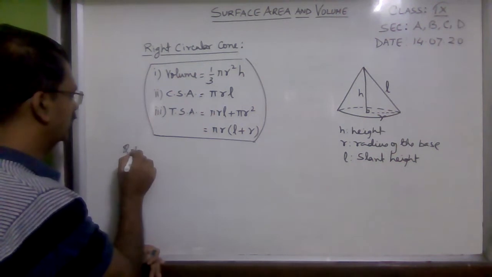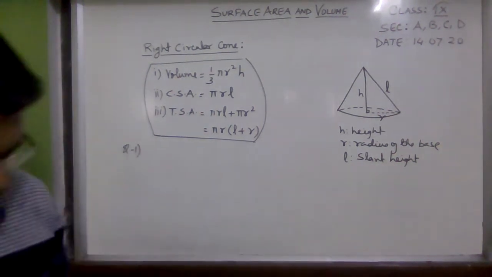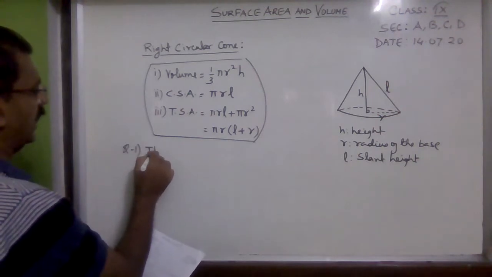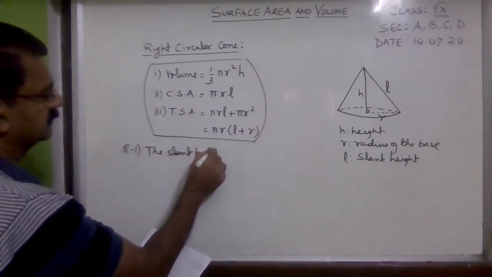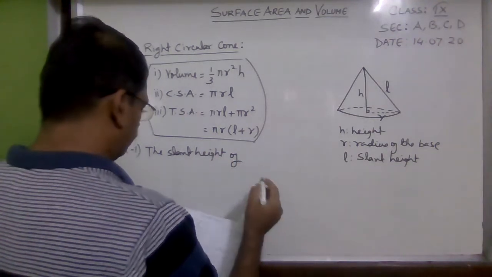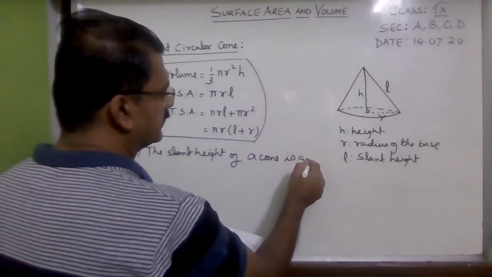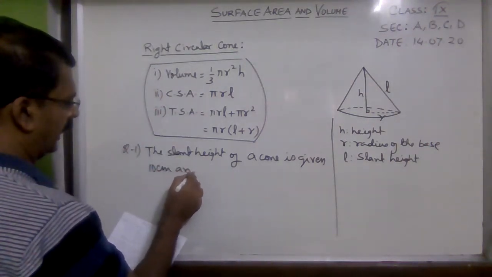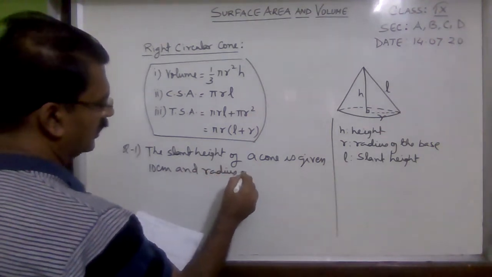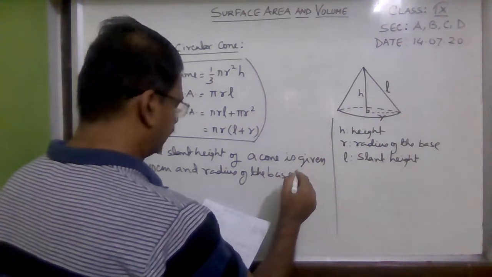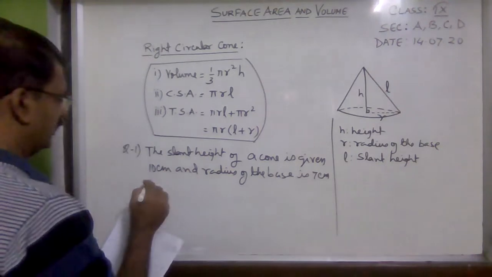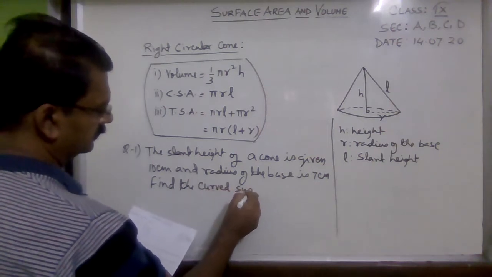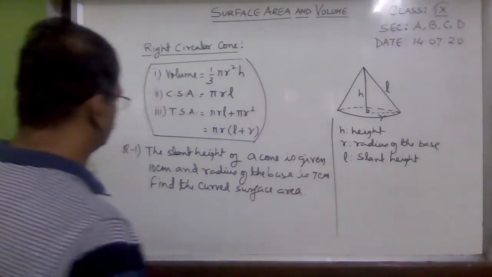Okay, so the first question is, the slant height of a cone is given 10 centimeter and the radius of the base is 7 centimeter. Find the curved surface area.